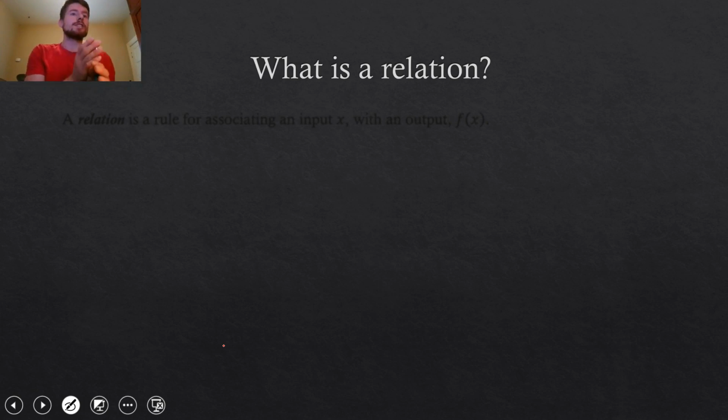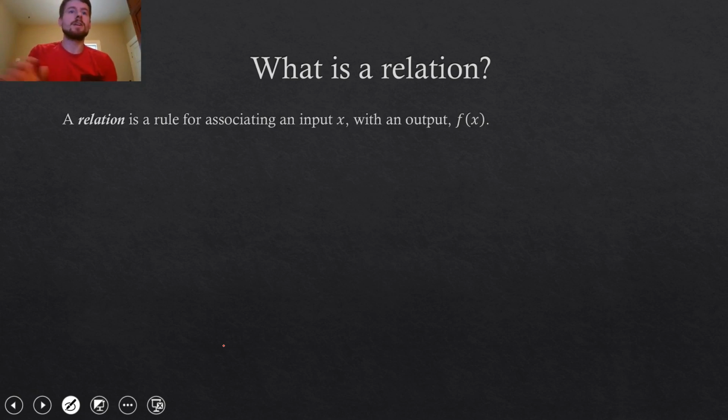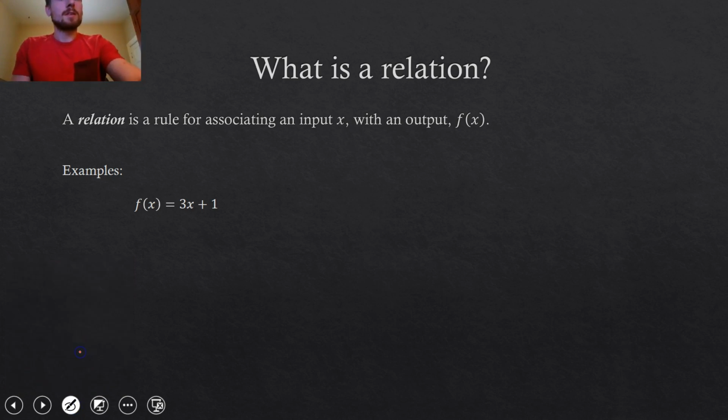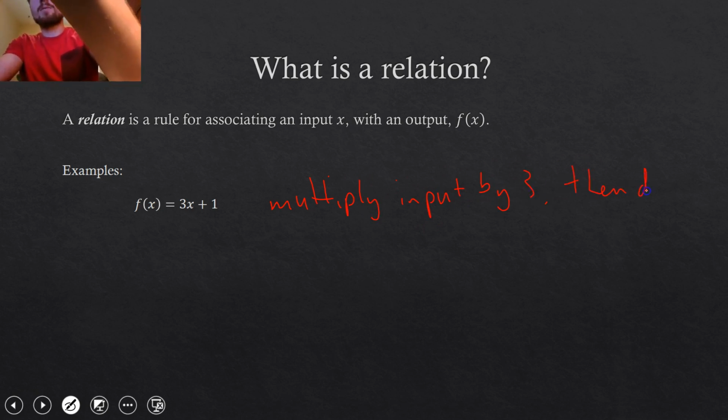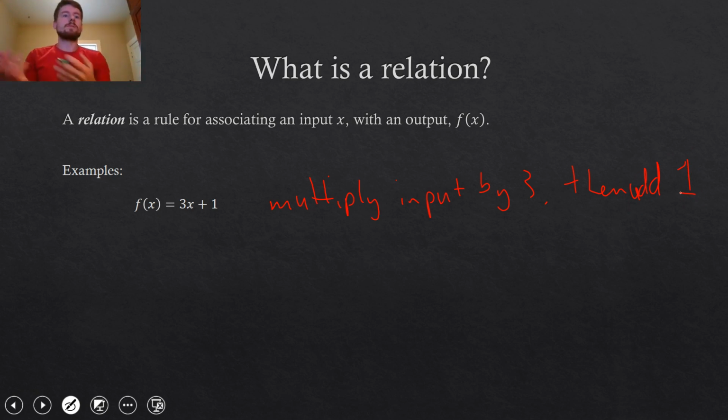We had relation, domain, and range. So let's talk about the relation first. So a relation is a rule. It's a way to associate an input with an output, okay? So here's some example relations. So that's a relation, right? This says take a number. So this means multiply the input by 3, and then add 1. So we know how to get to the answer, right? We take our input, we multiply it by 3, and then we add 1.